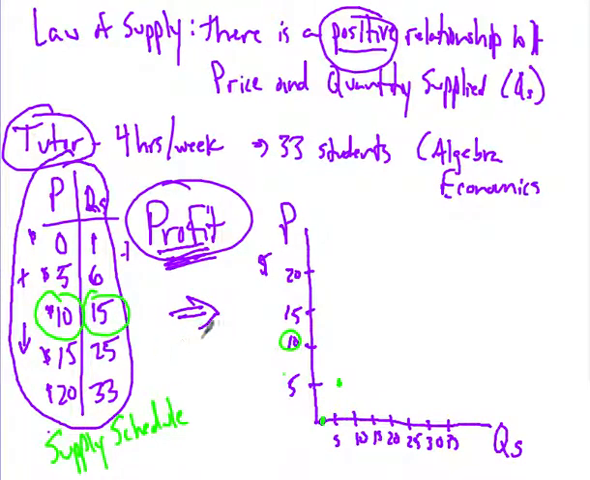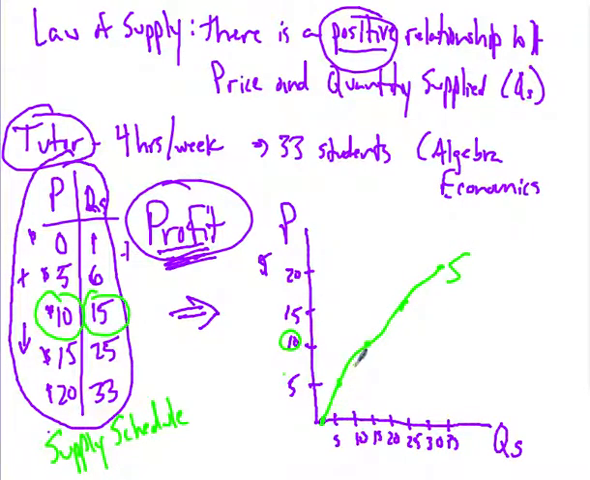there are 15 people, so a quantity of 15, so come all the way over here until we hit the 15, just right about there. At $15, it would be 25 people, maybe somewhere right around in there. It's not going to be perfect. And then at $20, we got 33 of you, and so it'll look something like that. When we connect all the dots, this is our supply curve.